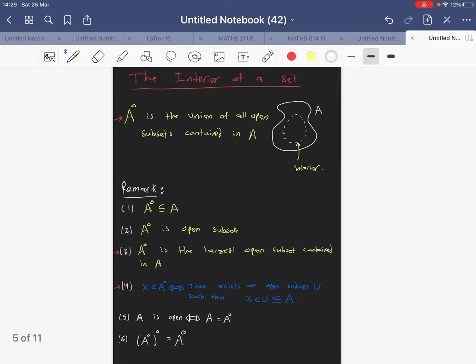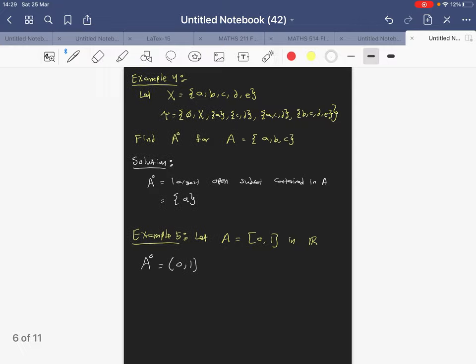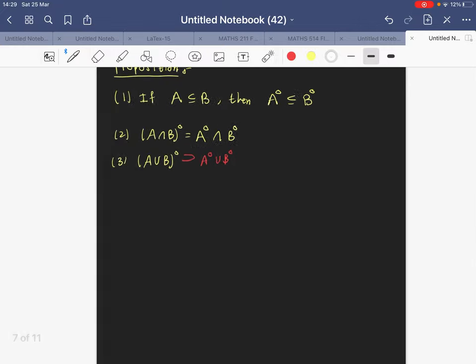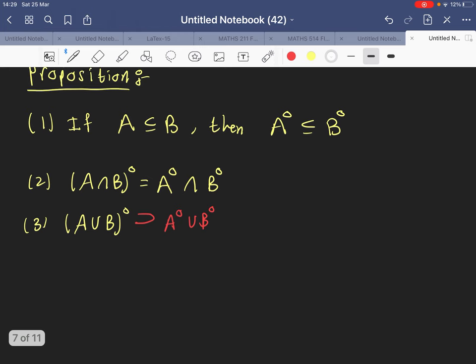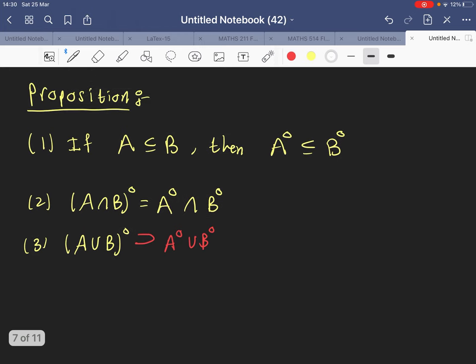Okay, what we'll do next is prove a nice proposition which will tell us lots of information about the interior and its relation to the subset, its relation to the intersection, and what happens with the union. So let's start with the first one. If A is a subset of B, then the interior of A is a subset of the interior of B.